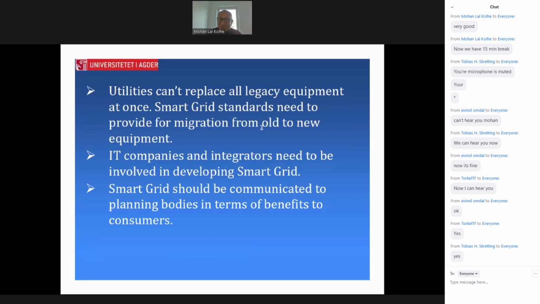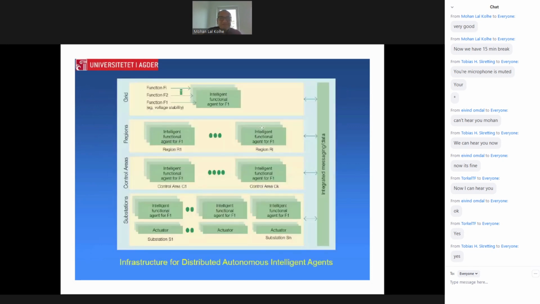And then of course, we have to work on how we are going to communicate with the consumers about the benefits of the smart system. Then this is a very interesting point. Okay, so at this point you can see that in every substation, if we take from the bottom side, right? If we take every substation, right?